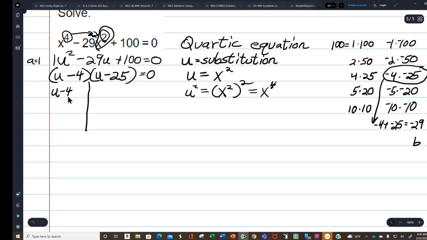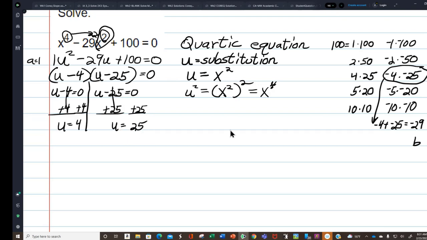U minus 4 equals 0, and u minus 25 equals 0. Add 4 to both sides. You'll get u equals 4, and add 25 to both sides. You'll get u equals 25. Now comes the number one mistake.